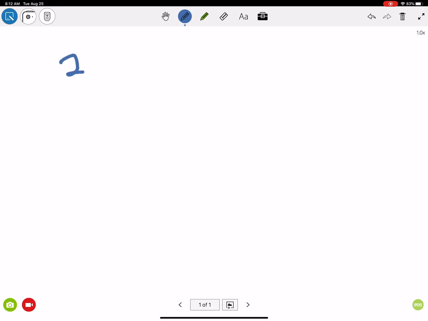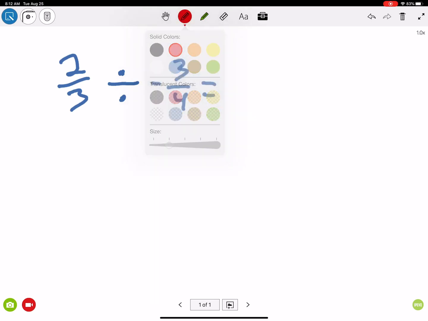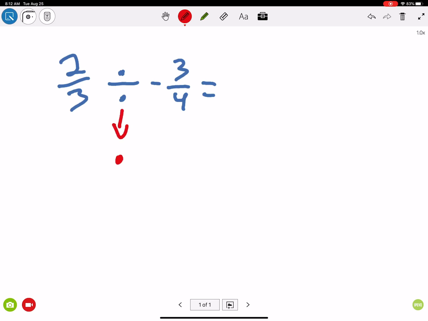So if I have 2/3 divided by negative 3/4, remember an algorithm to use here: when you divide fractions, it's the same thing as multiplying by the reciprocal. So what happens here is you change this division symbol into multiplication. This 2/3 stays 2/3 because it's our starting point. Your starting point's never going to change in most cases. And then you're going to get the reciprocal of 3/4.